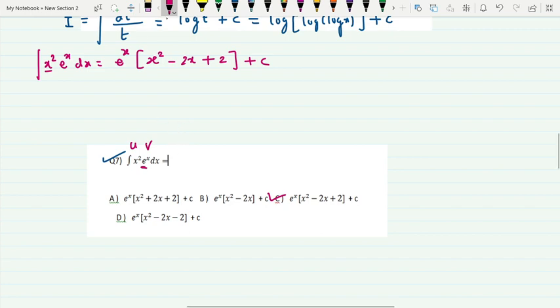Now how it comes, so in detail we will discuss this question. Here u as it is, integration uv dx is equal to u integral v dx minus integral du by dx integration v dx.